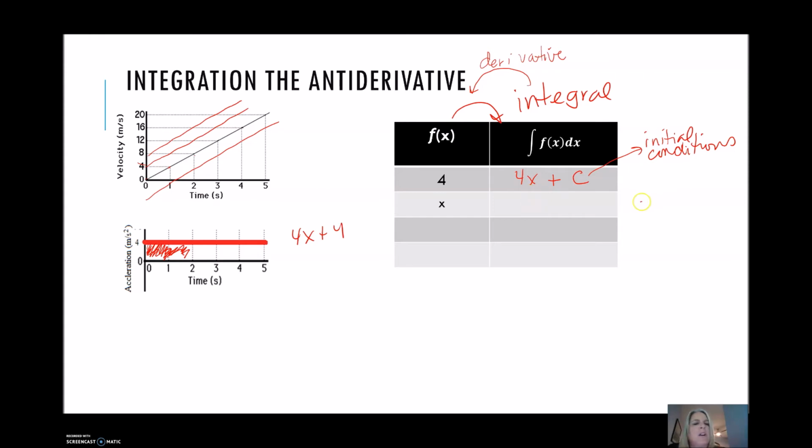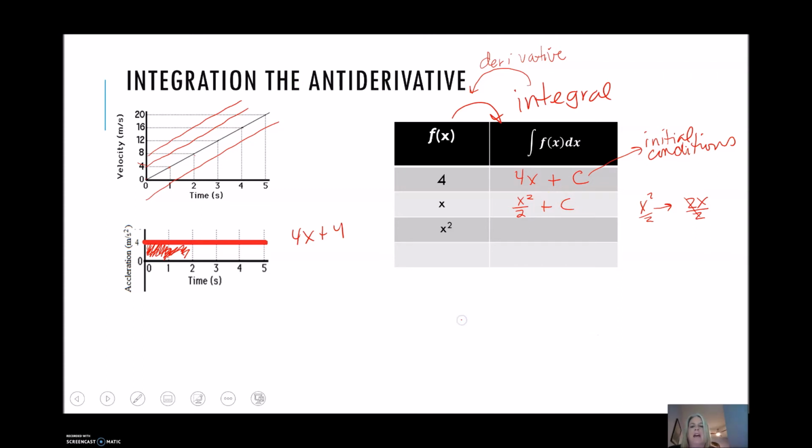Well, it's not x squared. If we took the derivative of x squared, we would get 2x. So it's not x squared, but what if this was x squared over 2? Because then there would be a 2 here, and that would cancel. That would give us x. All right, so that would be x squared over 2. But again, plus c, that initial condition.